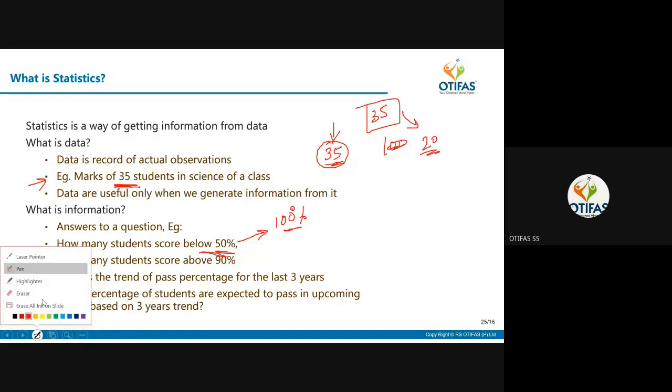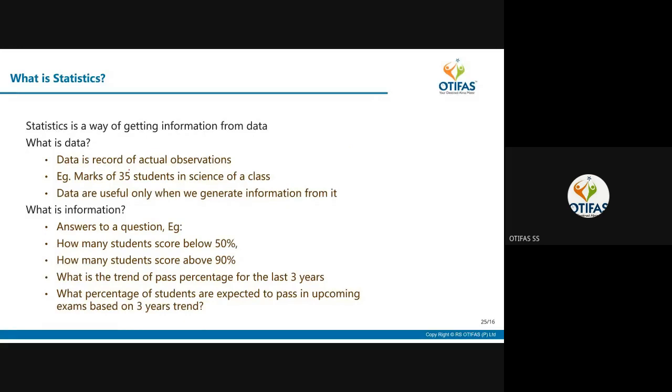I'm not talking about anything from outside. I am talking about whatever data I have, and from this data I can generate a 100% correct answer. Because I know in this 35 students, 20 students score below 50%. So that's correct information or not? 100% correct information. Yes, sir. Maybe my question was not clear to you, but now it's clear.